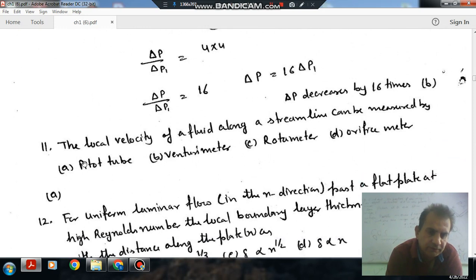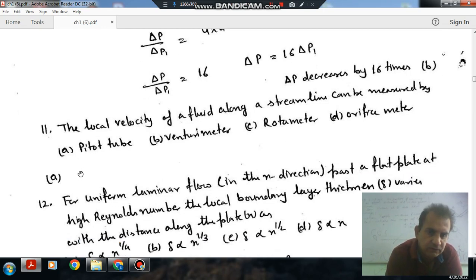Question number 11. The local velocity of a fluid along a streamline can be measured by option A pitot tube, option B venturimeter, option C rotameter, option D orifice meter. Answer is pitot tube.